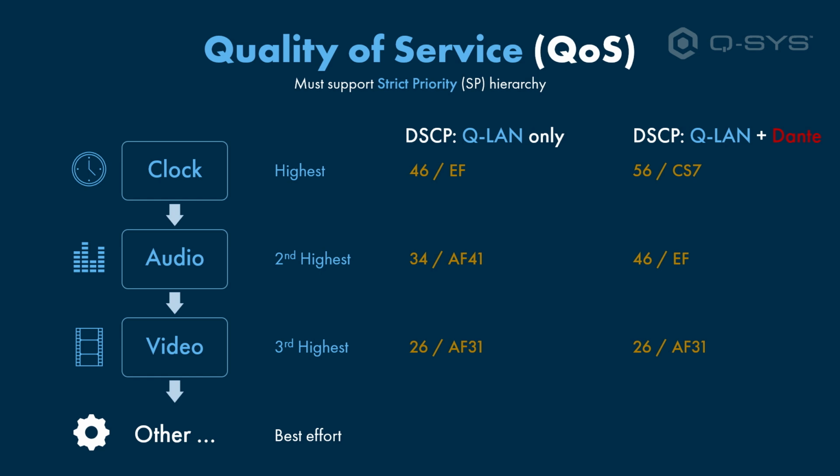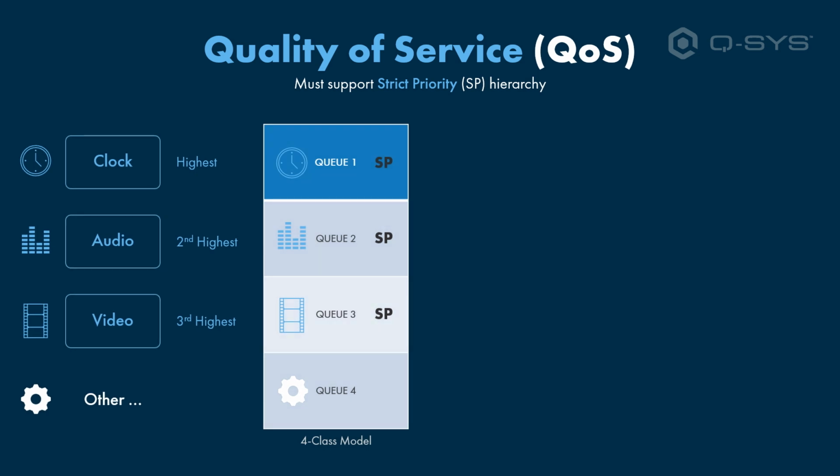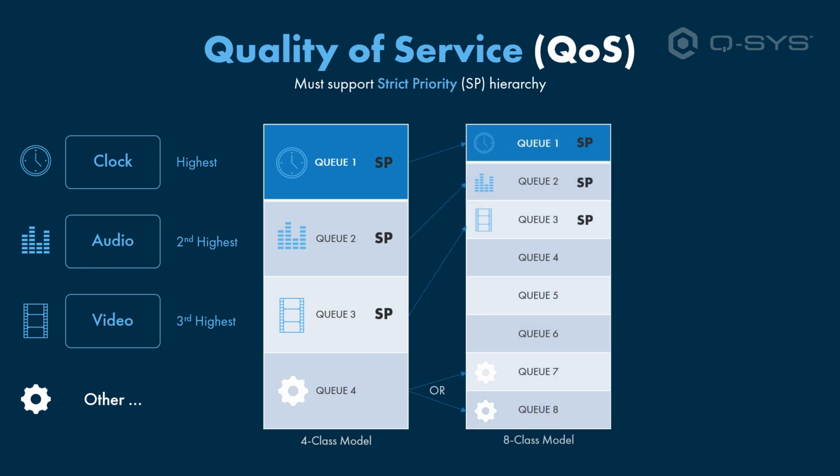And in most switches, this is going to be configured via a strict priority hierarchy, where the switch will essentially have several queues, and you assign what priority level is set into each of those queues. We need to make sure, for instance, for us, that the clock value is put in the highest queue, and the audio packets are set to the second highest queue, and the video packets to the third highest queue, and sort everything else down to the fourth one. Some switches only have a 4-class model like this, where there are only 4 queues. If you've got an 8-class model where there are more queues, we still need to make sure that clocking and audio and video are in the top 3, and then everything else can be relegated down in the lower queues.